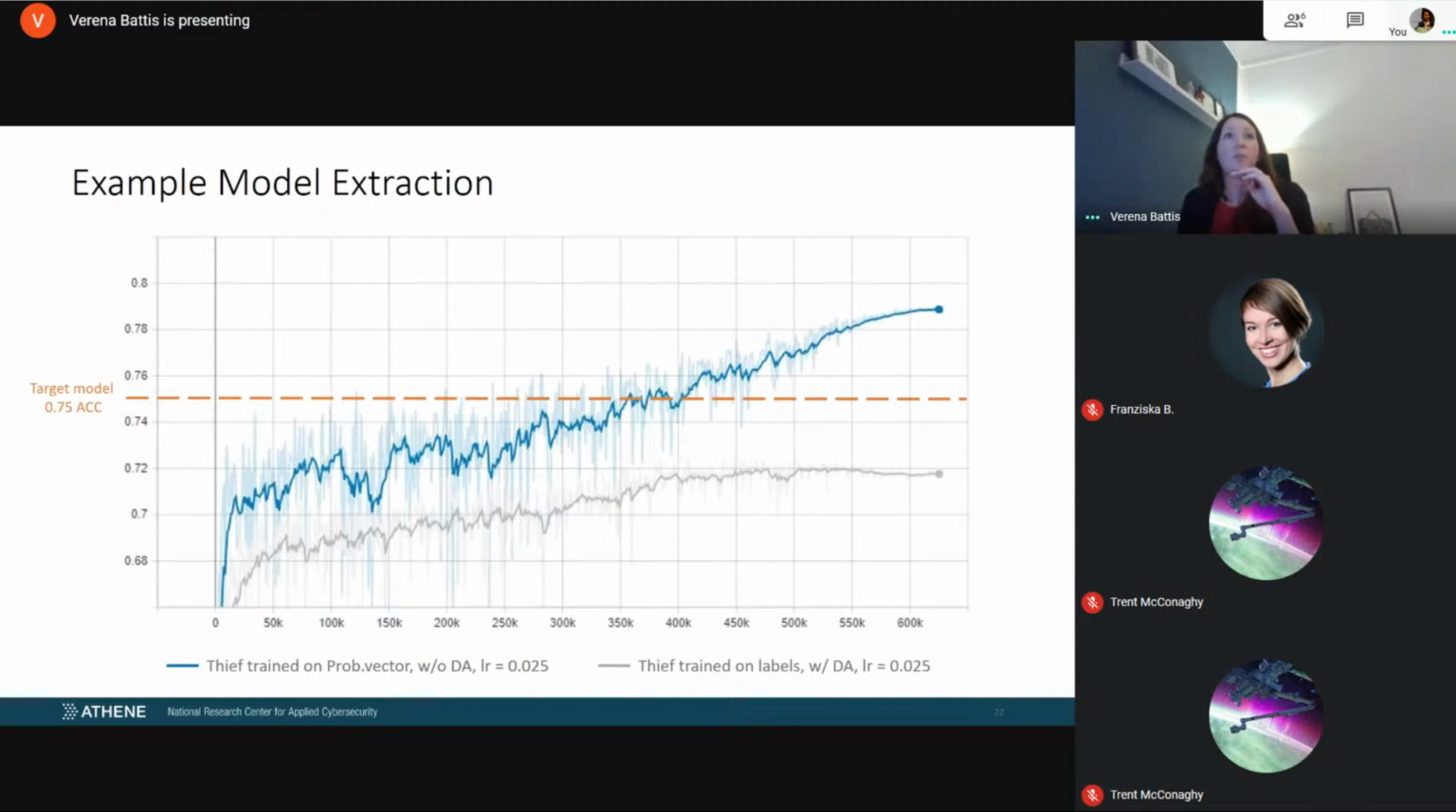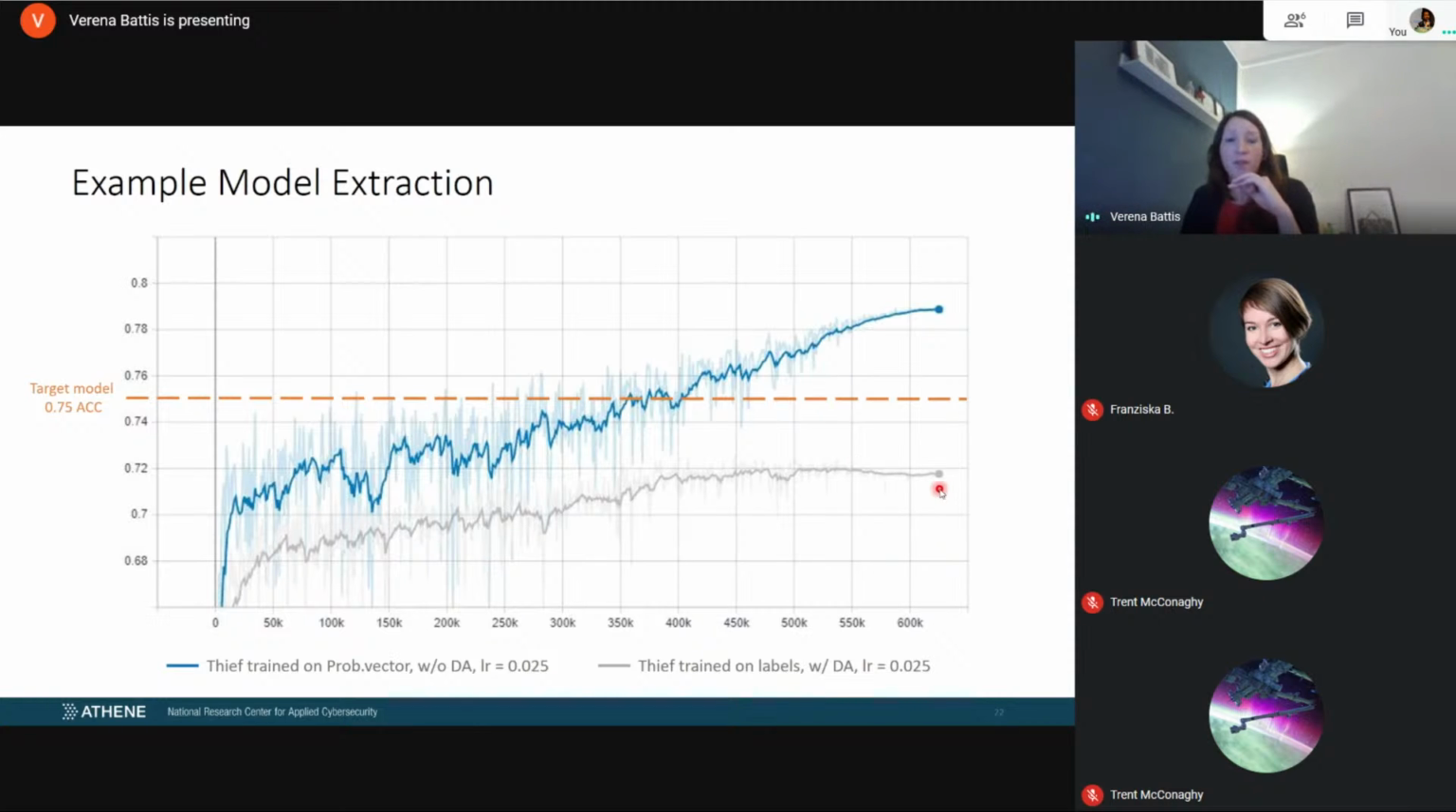I brought you an example of model extraction, and the orange dotted line marks the target model, which achieved a 75% accuracy on the CIFAR-10 test data set. You see one example of an extracted model, a thief model, which is trained on the probability vector without data augmentation and a learning rate of 0.025. And surprisingly, our thief model performed even better on the CIFAR-10 test data set than the target model. And actually, that's not quite what we are looking for, because we want to copy the behavior. We don't want to improve substantially over the behavior, although it's just 4 percentage points.